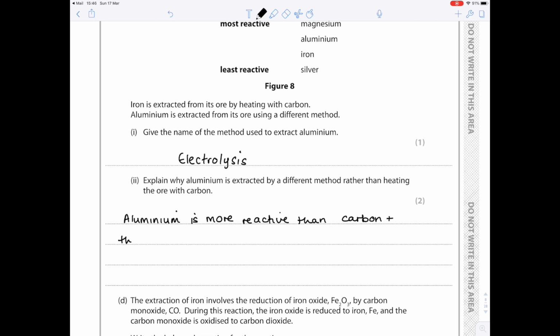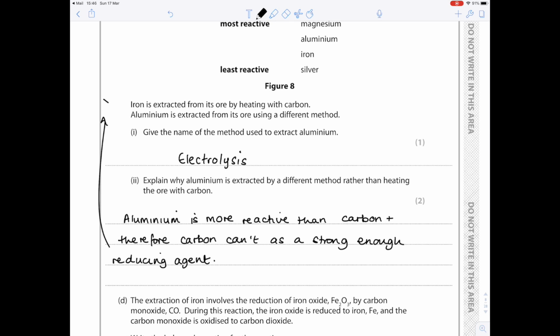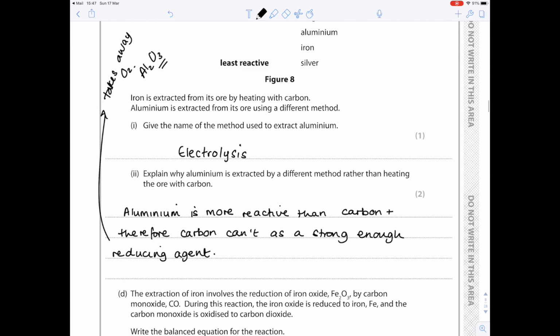And therefore, this is the real reason carbon can't act as a strong enough reducing agent. Because remember that a reducing agent is something which takes away oxygen. The whole point is that we're trying to remove the oxygen from aluminium oxide. And because aluminium is more reactive than carbon, you can't expect carbon to act as a strong enough reducing agent.